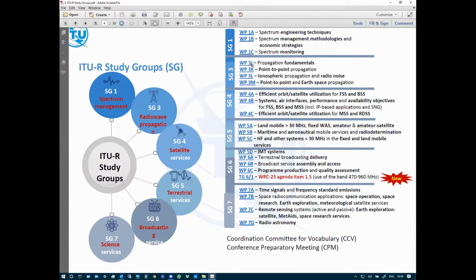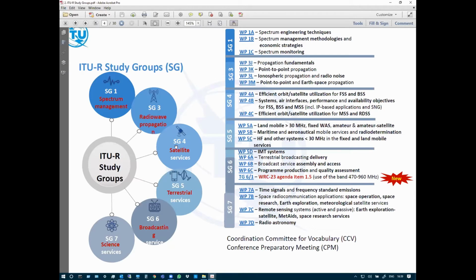And it's classified into 4 working parties: 3J, propagation fundamentals; working party 3K, point-to-area propagation; 3L, ionospheric propagation and radio noise; 3M, point-to-point and Earth-space propagation. Again, why is there no other letter, A, B, C, etc.? In the past there were, and they were disbanded and reorganized.